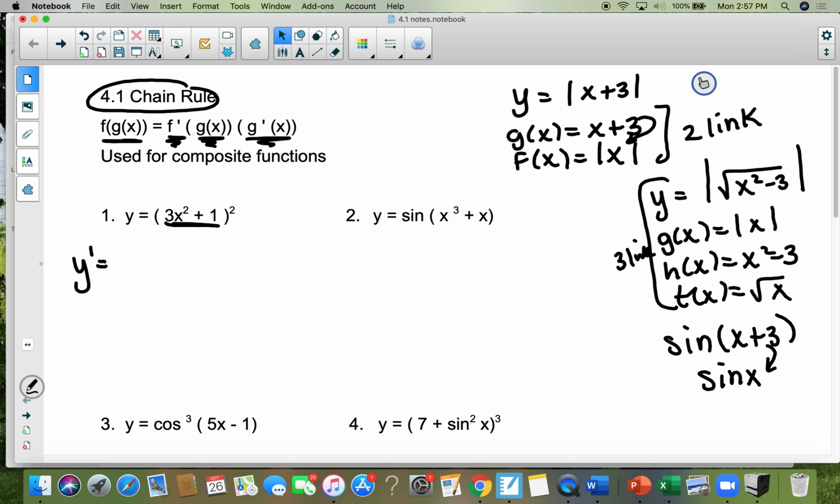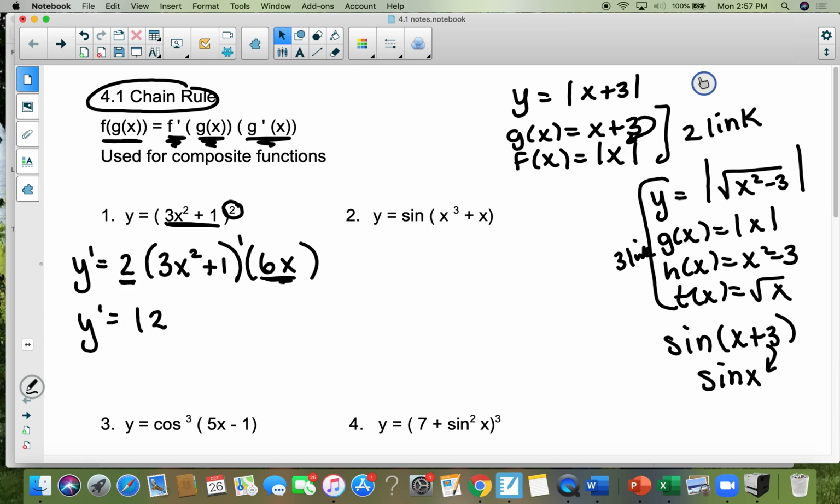So this is the inside part, so you're going to leave that alone. This is the outside part, so you're going to put the 2 on the outside, leave the inside alone, and change the power to a 1. So I only found the derivative of the outside part. But now I'm going to take the derivative of the inside part, which is 6x. They usually put this out in front with the 2. So the final answer is 12x times 3x squared plus 1. And they don't usually put those 2 together.